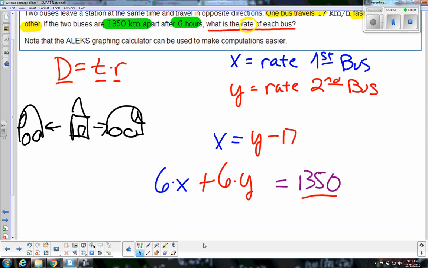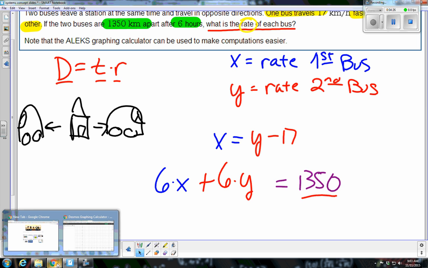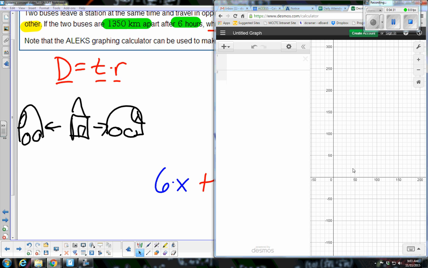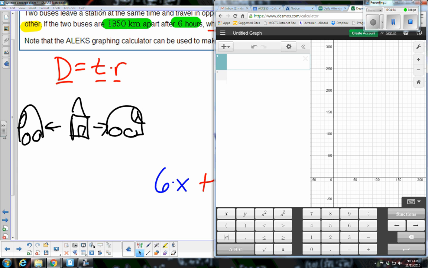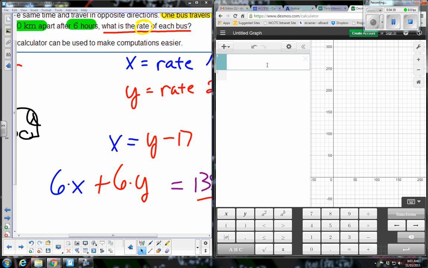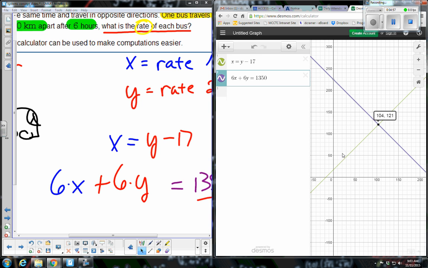If you want to do substitution, you can do substitution. But me, personally, I'm going to do graphing. So let me get my two equations over here. Okay, so we have x equals y minus 17, and 6x plus 6y should give me a total distance of 1350. You can see on Desmos right here, this is the point where it crosses. I get 104 and 121. So those would be my two rates. So yeah, that's your answer, and you're done.